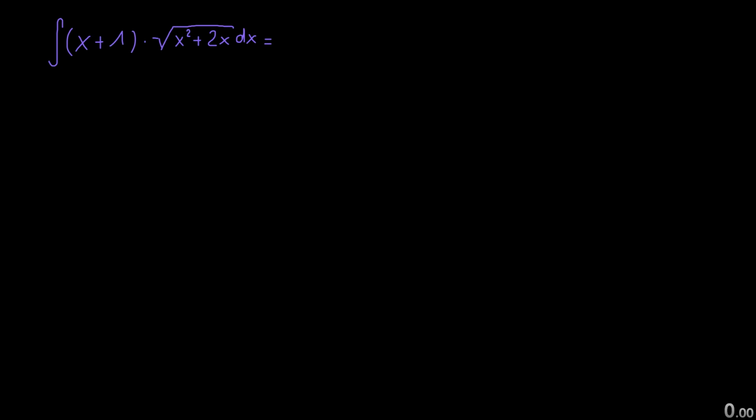What we're looking at here is a typical case for the u substitution. The integral itself is the integral of (x+1) times the square root of x²+2x. It sounds tough to do, especially if you haven't done any substitution so far, but once you grasp the concept of it, it's a pretty neat trick to solve a lot of different integrals.